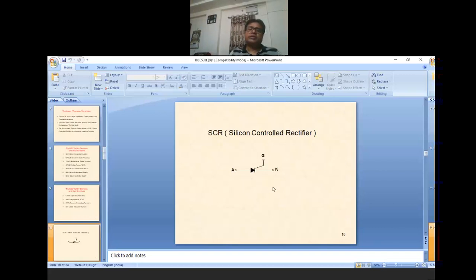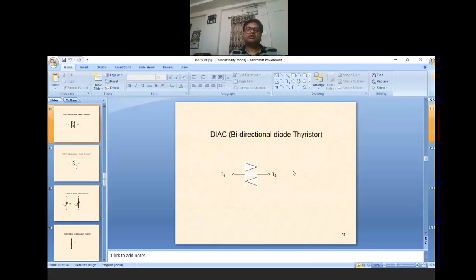When compared to that diode, SCR will be having a third terminal called gate, which is connected more nearer to cathode than to the anode. That is why in the symbol gate is shown connected from this end instead of this end. So it is a three terminal device designated as anode, cathode and gate terminals. The next one is diac.